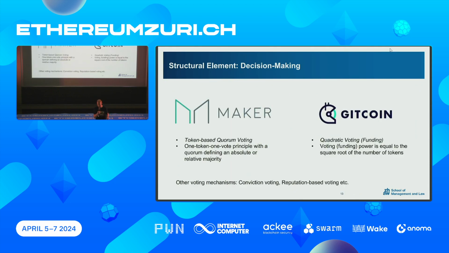Just as an example, classic Maker DAO has a token-based quorum voting, more or less the one token, one vote principle, whereas, for example, Gitcoin has this implementation of quadratic voting or quadratic funding, where the voting power is equal to the square root of the number of tokens. So the more power you want to have, you need to have quadratically more tokens. There are other voting mechanisms that you can think of, and there is also a high experimentation in the space of DAOs.